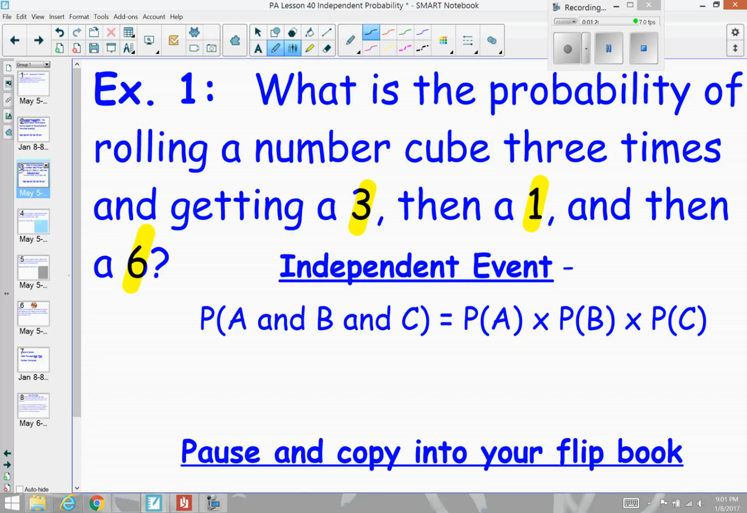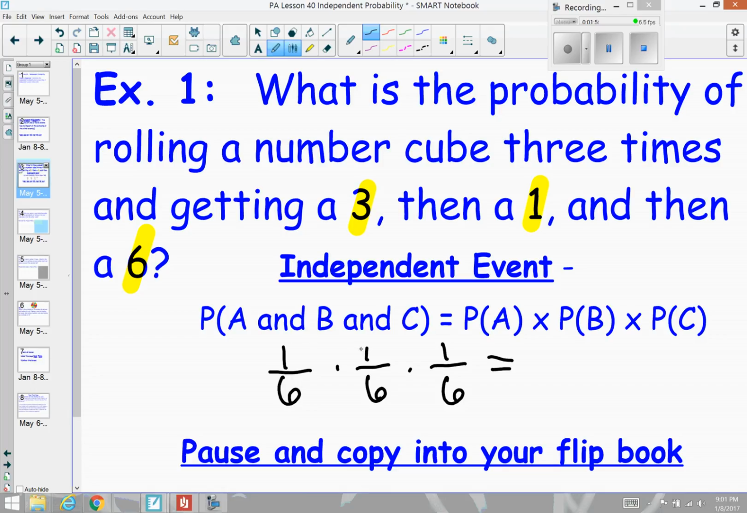All right, well, the probability of a standard number cube that has 6 sides, the probability of getting a 3 is 1 out of 6. The probability of getting a 1 is 1 out of 6. And the probability of landing on a 6 is also 1 out of 6. We're going to determine the final probability by multiplying each of these probability events together.